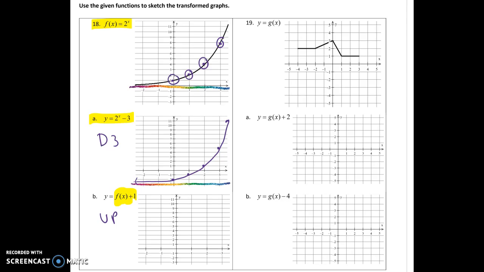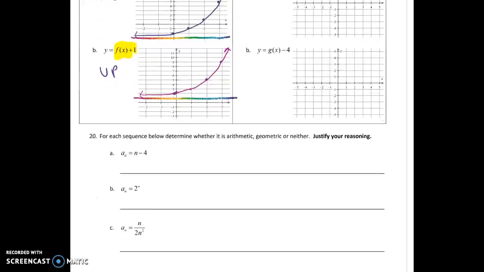0, 1, will go up 1 to 0, 2. And this point, 1, 2, will go up to 1, 3. And the point 2, 4 will go up 1 to 2, 5. And the point 3, 8 will go up 1 to 3, 9. And again, the wall will also go up 1. So normally where it's along the x-axis, it will go up and be right here. And I'm going to connect my points. Again, it should be the same size, same shape, just up. Okay? So I'll let you take care of 19. Let's move on to the next section.